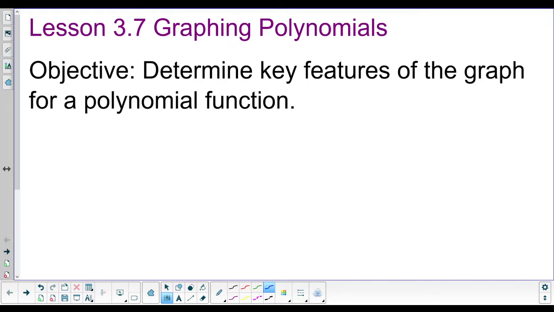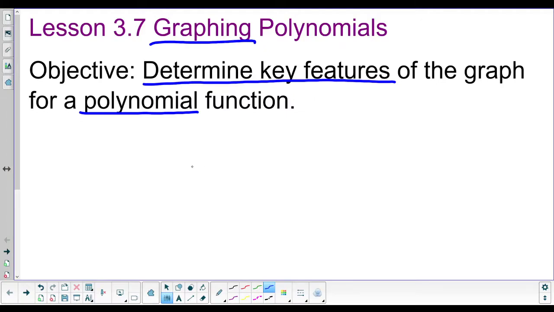But we're gonna have to face our graphing fear today. We're gonna graph some polynomials. Lucky for you though, you're not actually gonna have to graph a whole lot. You're gonna more have to look at graphs and tell me what's pretty about them. So, our objective is to determine some key features of the graph. Specifically, we're looking at polynomial functions because that's what we've been looking at for this entire unit.